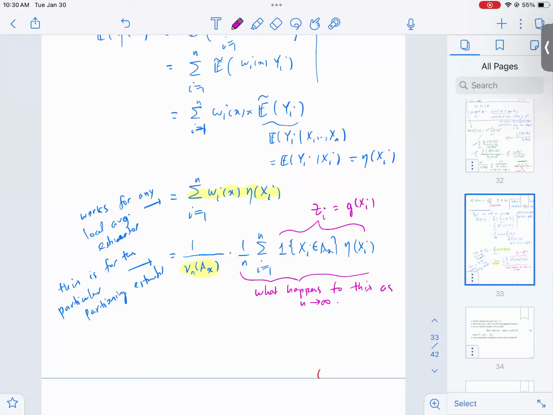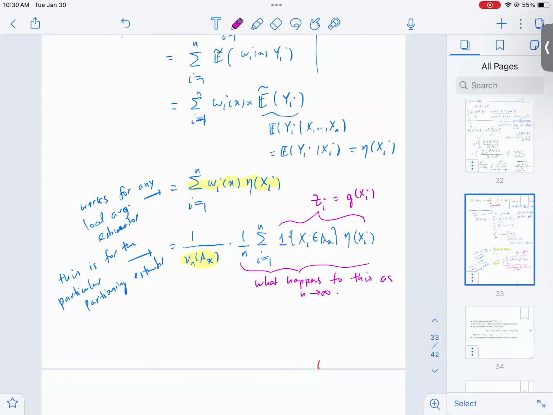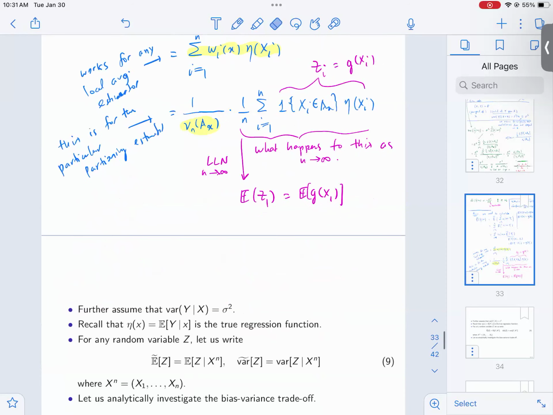Or the expectation of one of them. So it's going to converge to, why does it converge? Law of large numbers. You can see how useful it is. So it goes to the expectation of, let's say, Z_1, or if you want, the expectation of g of X_1, one of them, which is equal to what?